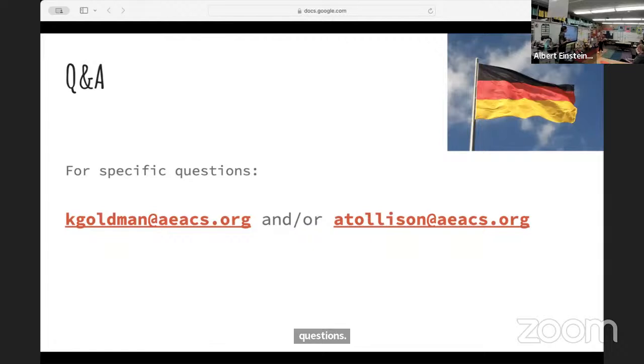Are there any on Zoom? Any questions? So far, there's just one question. This one is, what can I do to help my child when he doesn't want to read in German?